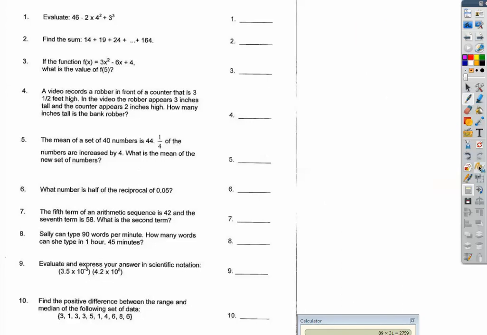So number 5. The mean of a set of 40 numbers is 44. 1/4 of the numbers are increased by 4. What is the mean of the new set? So if I have 40 numbers and the mean is 44, what is the sum of all the numbers added together? How would I do that? You would multiply the mean by the amount of numbers there are. Right, so 40 times 44, carry the 0, that's 6, carry the 1. So that's 1,760. Now it says 1/4 of the numbers are increased by 4.